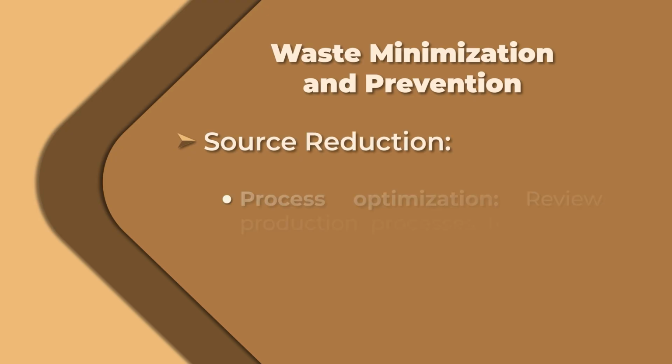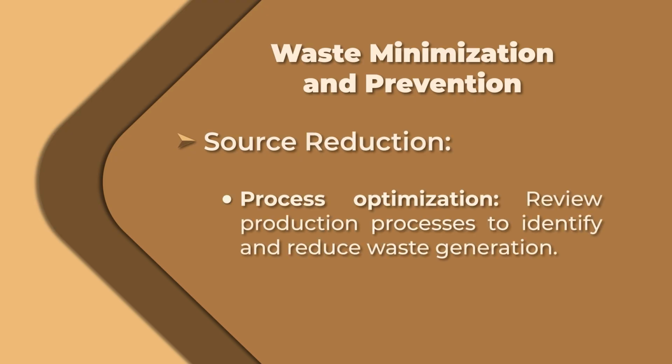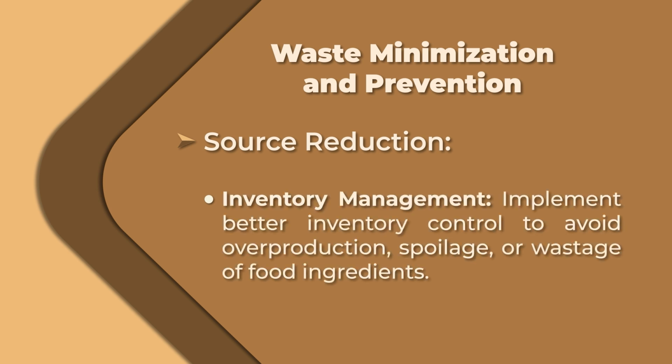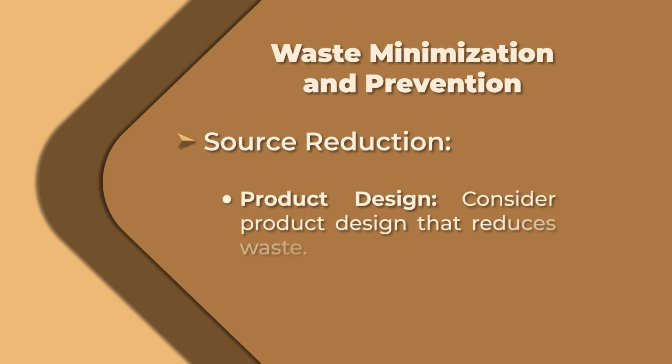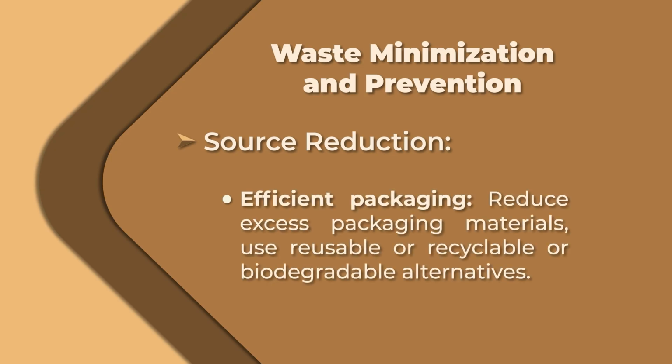For that, the food industry needs to review the production process to identify and reduce waste generation. They can also implement better inventory control to avoid overproduction, spoilage or wastage of food ingredients. Then they can consider product design in such a way that it reduces waste generation. And they can also go for sustainable packaging, use efficient packaging, reduce excess packaging material, and use reusable, recyclable or biodegradable alternatives for the packaging of the products. So by all these ways, the food industry can minimize or prevent waste generation at the source.